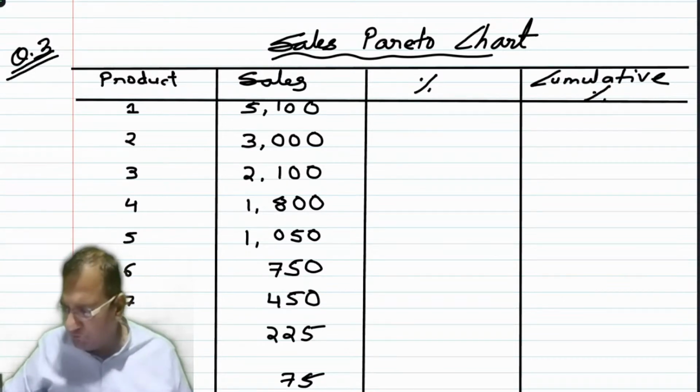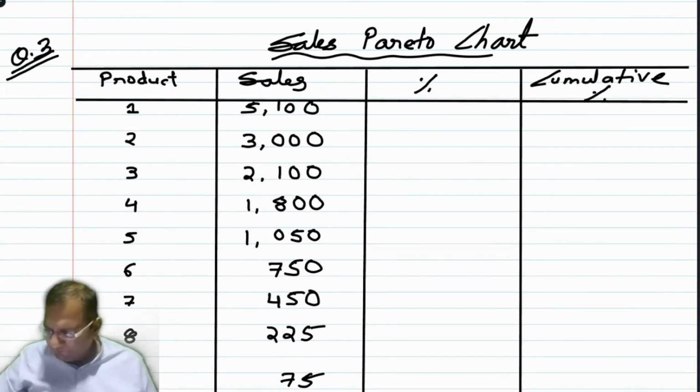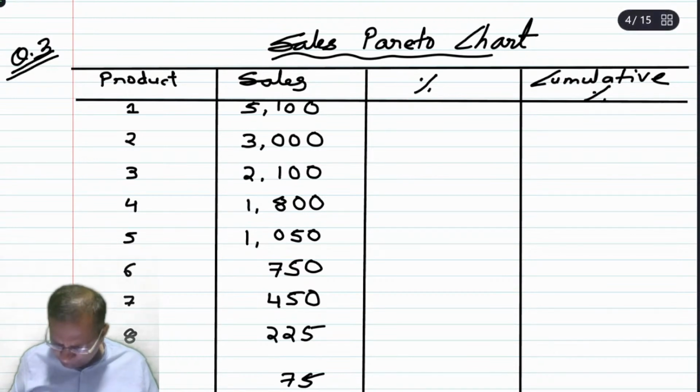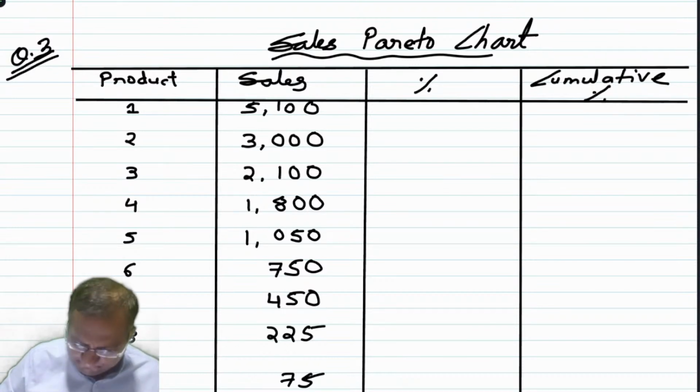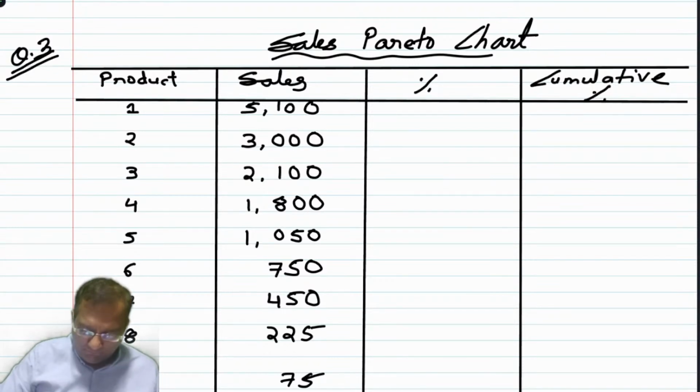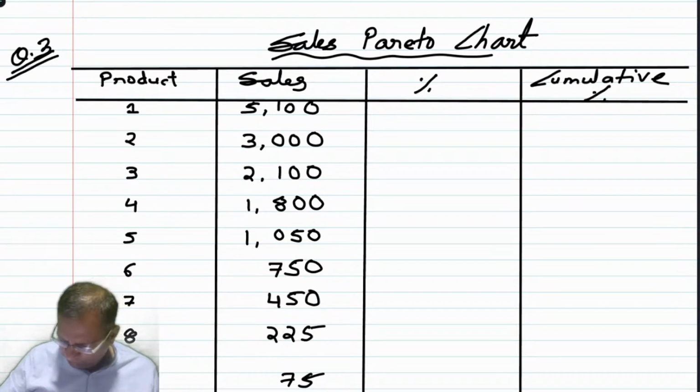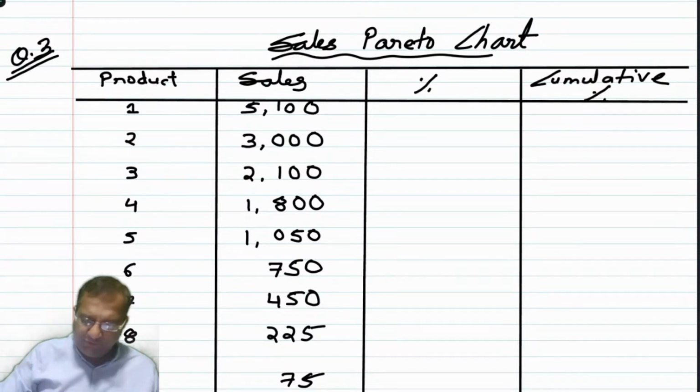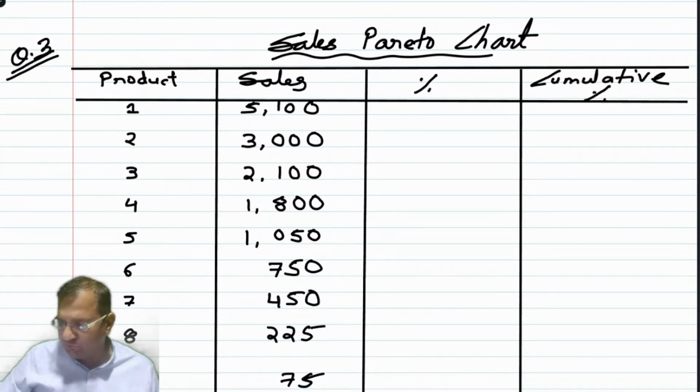5,100 plus 3,000 plus 2,100, 1,800, 1,050, 750, 450, and again 300. It's 14,550. Okay, beta. Now we have to convert this data into percentage terms. So please continue with me.